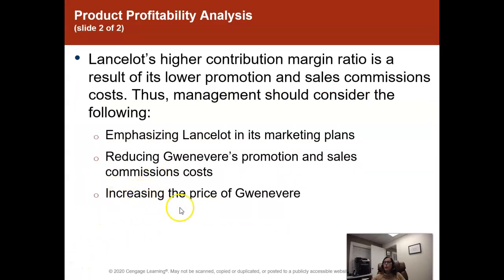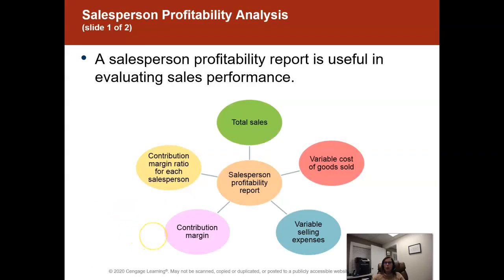You could also decide to do some things to manipulate that. You could start charging more for your Guineveres. You could look at what the variable costs of the Guineveres are. If you've already sold as many Lancelots as you can sell, then perhaps we need to look at the Guineveres to see if there's something else that we can do to increase the profitability of the Guineveres.